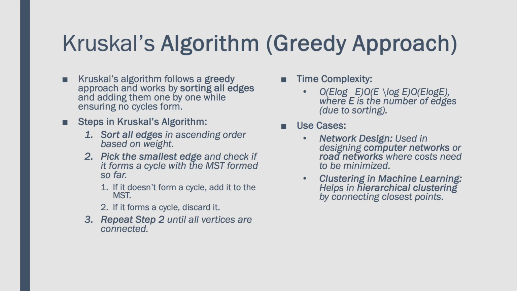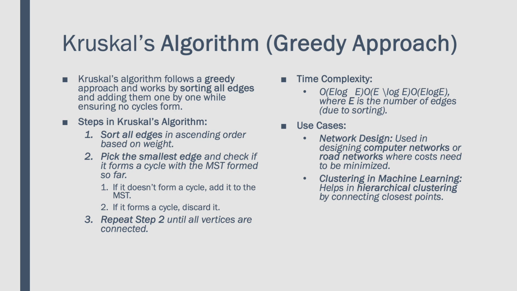So how does this work? Kruskal's algorithm builds the minimum spanning tree by selecting edges in ascending order of weight while ensuring that no cycles are formed.